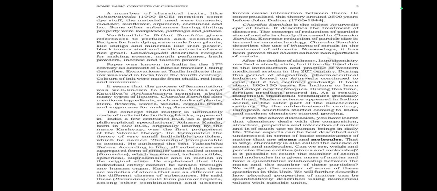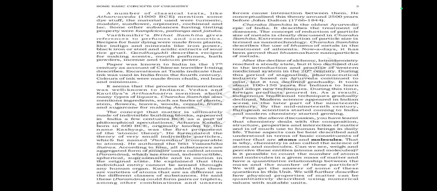Varahamihira's Brihat Samhita gives references to perfumes and cosmetics. Recipes for hair dyeing were made from plants like indigo and minerals like iron powder, black iron, and steel, and acidic extracts of sour rice gruel. Gandhayukti describes some recipes for making scents, mouth perfumes, bath powders, incense, and talcum powder.